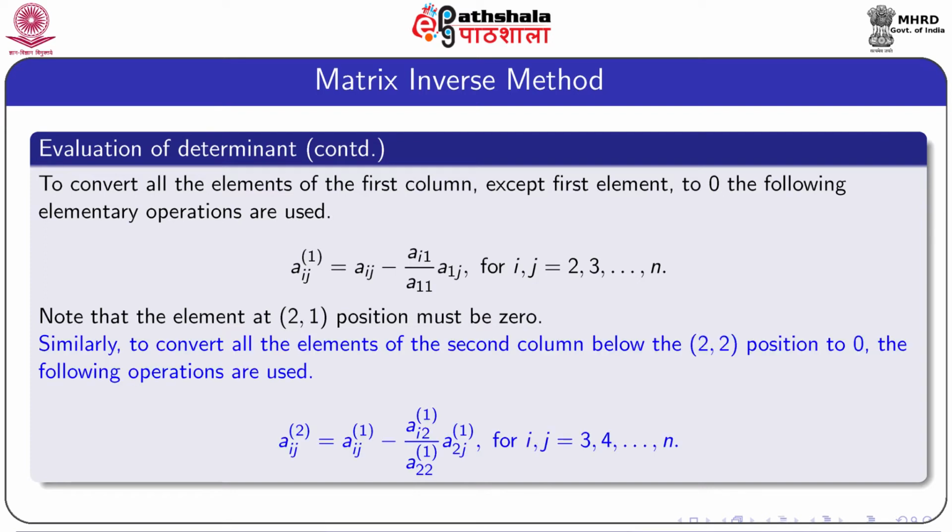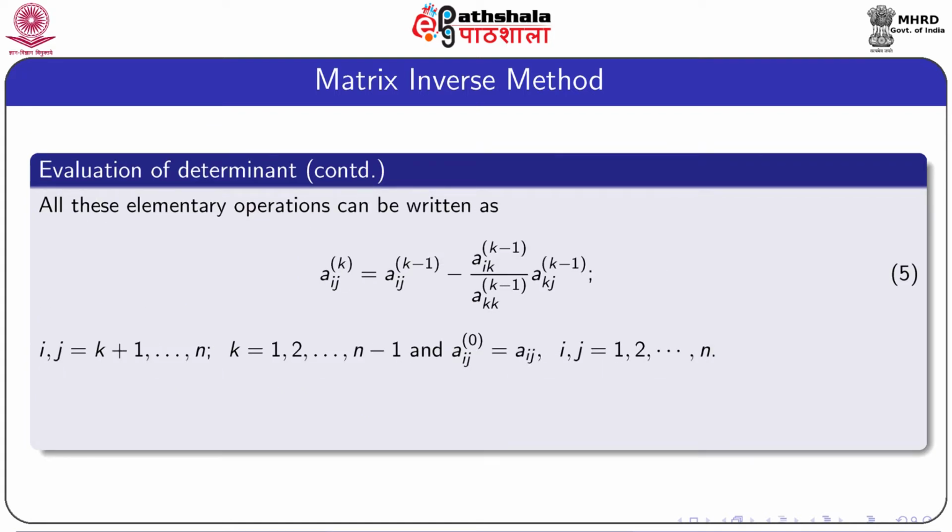Similarly, to convert all the elements of the second column below the 2, 2 position to 0, the following elementary row operations are used. That means a_ij^(2) equals a_ij^(1) minus a_i2^(1) into a_2j^(1) whole divided by a_22^(1), and in this case the values of i and j are 3, 4 up to n.